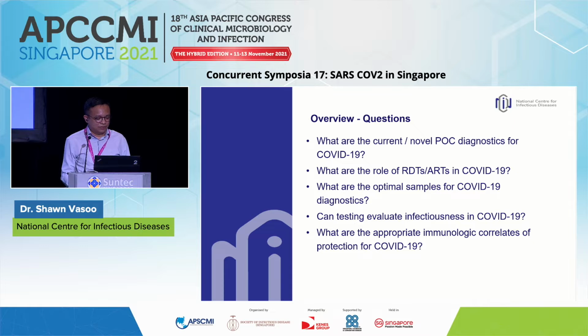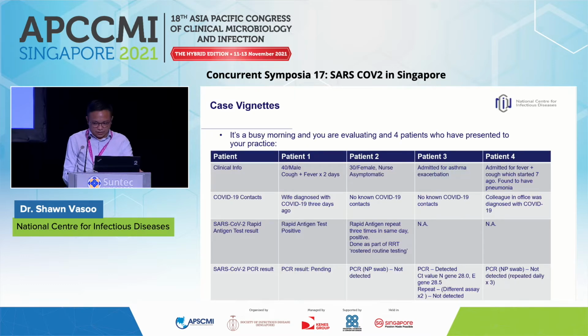What are the current novel POC diagnostics? What is the role of RDTs, or rapid diagnostic tests, in COVID-19? What are optimal samples? Can testing evaluate infectiousness, and what are the appropriate immunologic correlates? What progress have we made in this area for protection, what's considered protective against COVID-19?